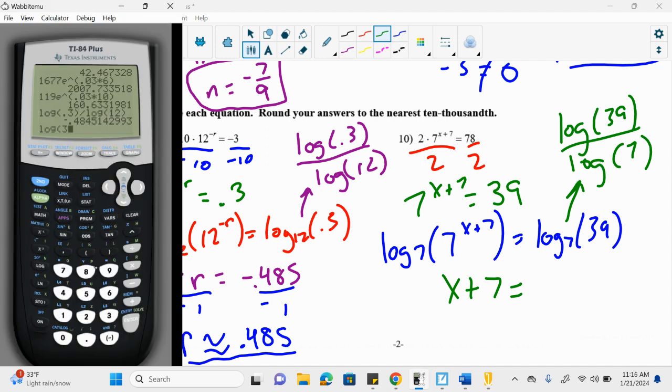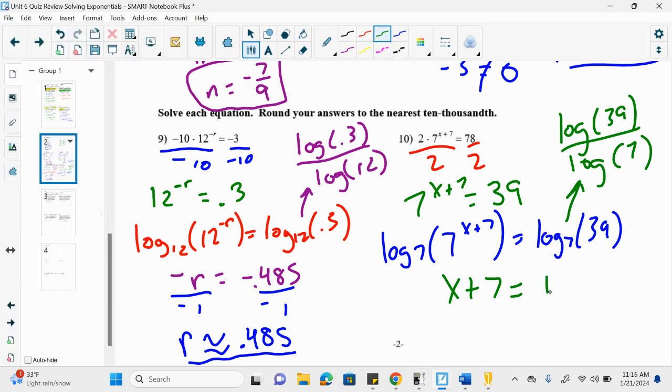To find this in our calculator, we do log of 39 divided by log of 7. Log 39 divided by log 7, we get 1.883. Keep solving. Subtract over the 7. X is approximately 1.183.